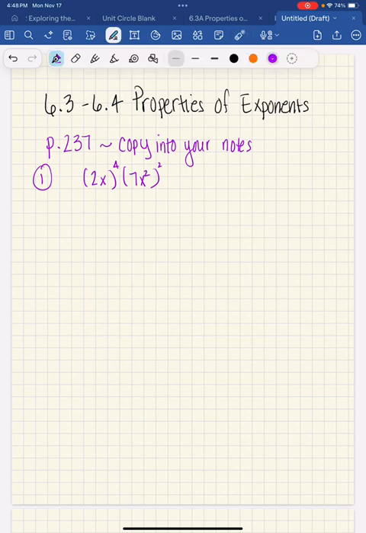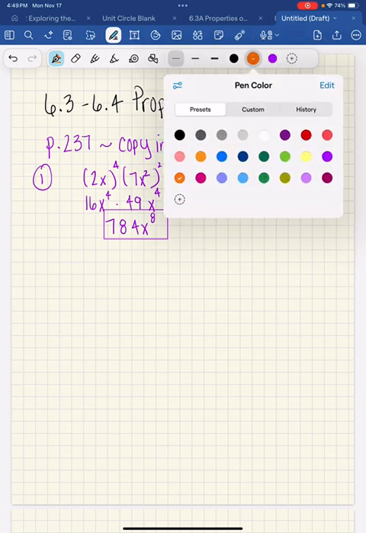So this is going to turn into 16x to the 4th times 49. X squared squared is x to the 4th power. And then we're going to multiply 16 times 49. I'm going to grab my calculator here. 16 times 49. And that's going to give me 784 x to the 8th power.